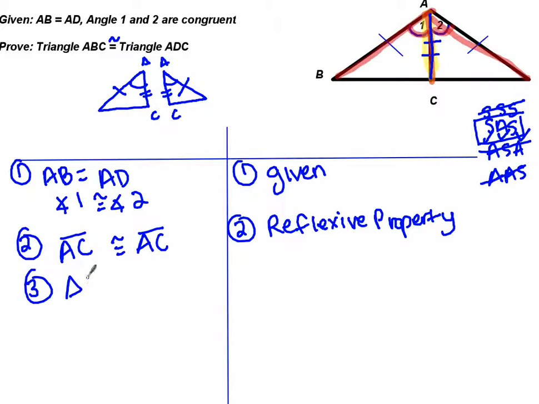And now I have triangle ABC is congruent to triangle ADC by side, angle, side. You might ask, why can't I use another postulate? I have to go by the given information, that I have enough information to prove. But let's do another proof.